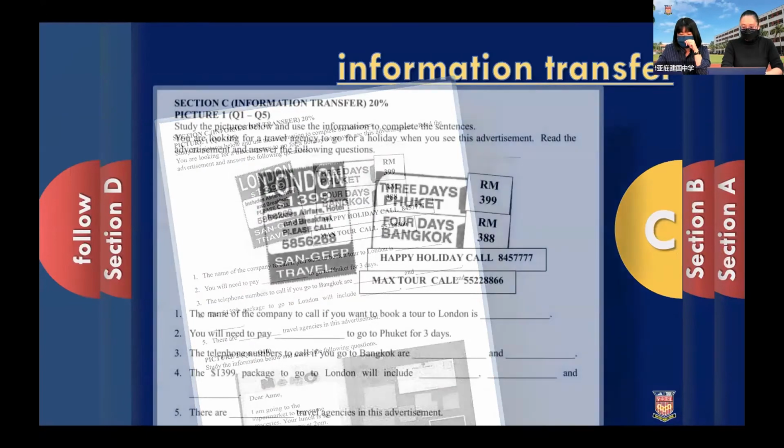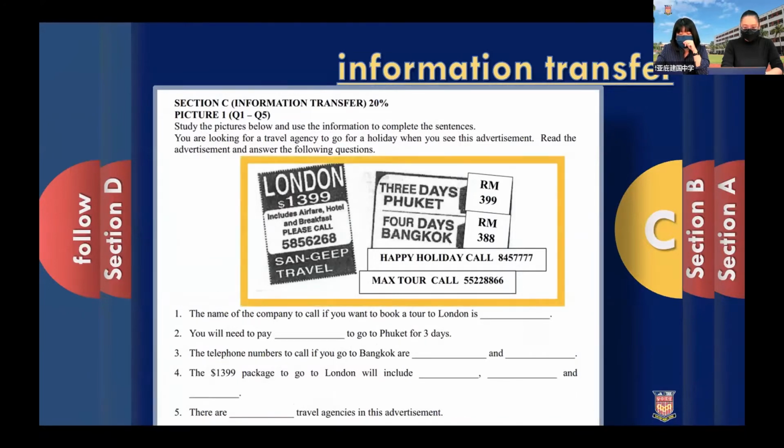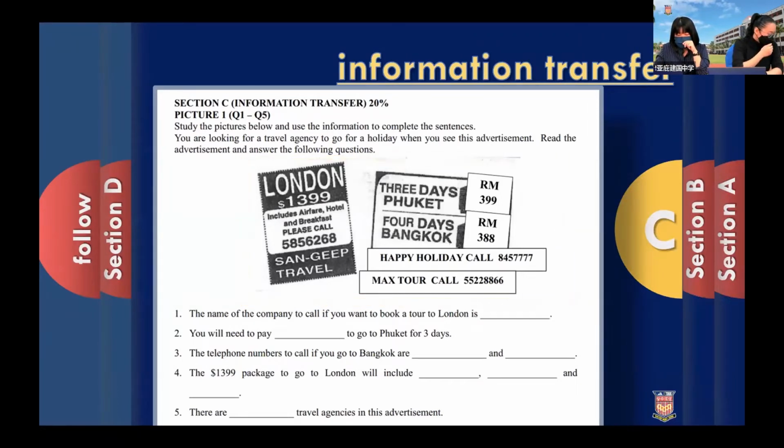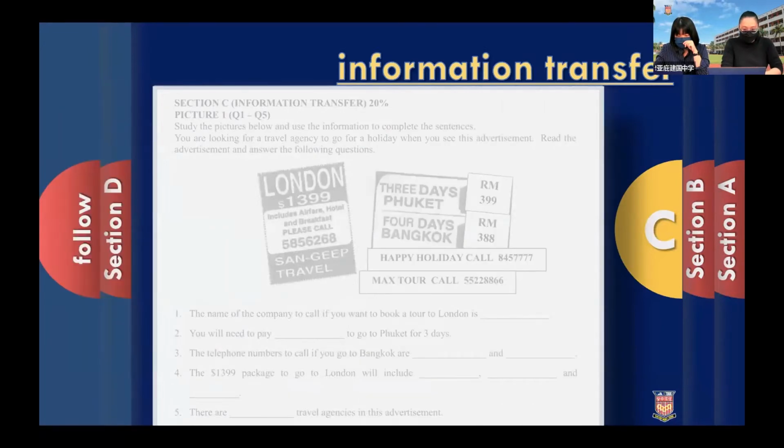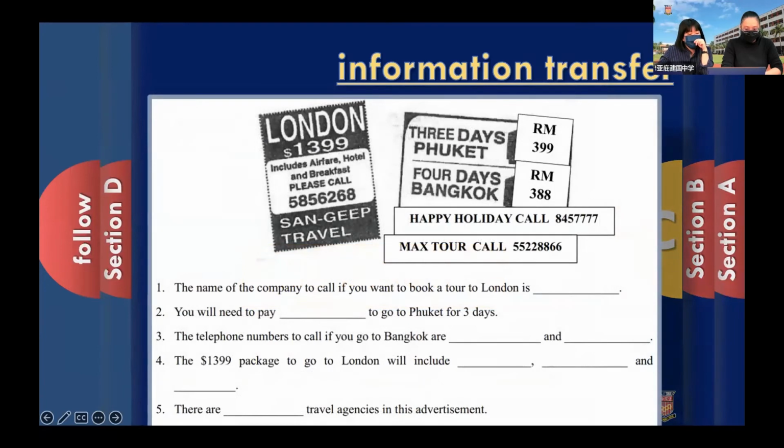So read the advertisement and answer the following questions. Okay, so we have left and right. So now we are going through it. So we have to transfer the information from the passage. Okay. Number 1, we scan through every question first. And then number 2, we find the answer from inside the visual aids given, means the pictures or whatever it can be, maybe advertisement. Okay, let's do it now. Number 1, what's the keyword?